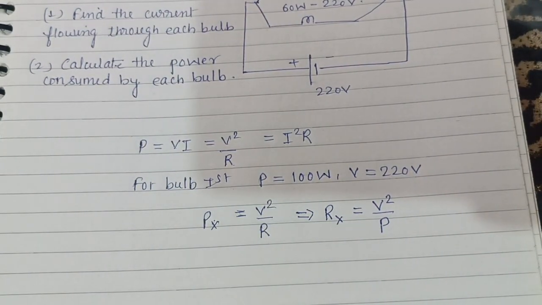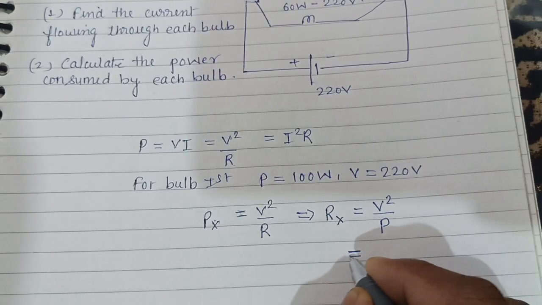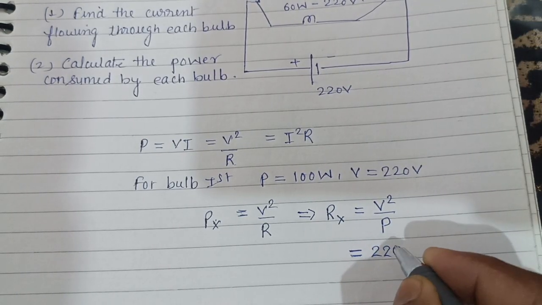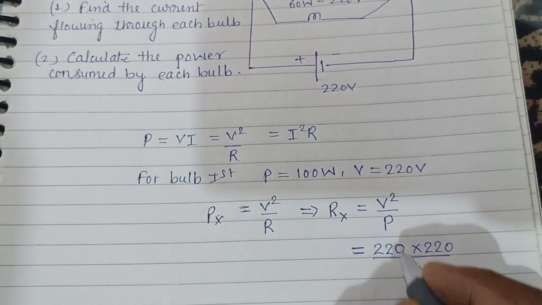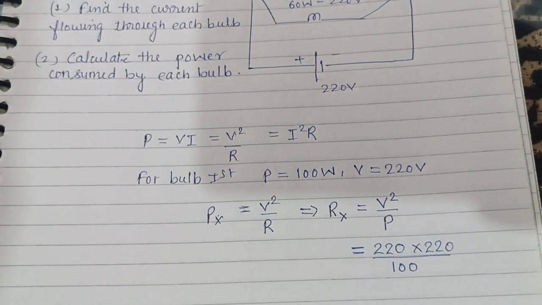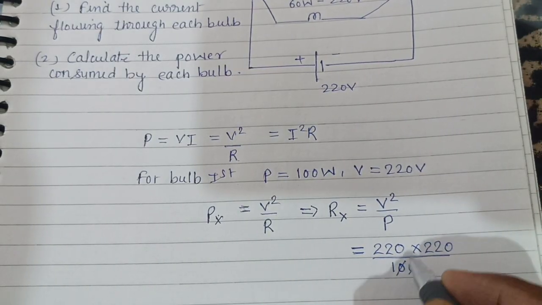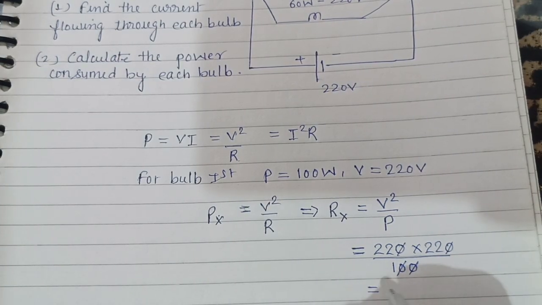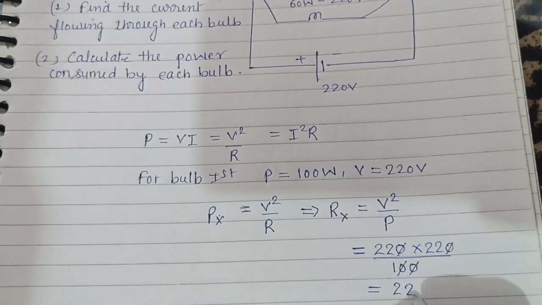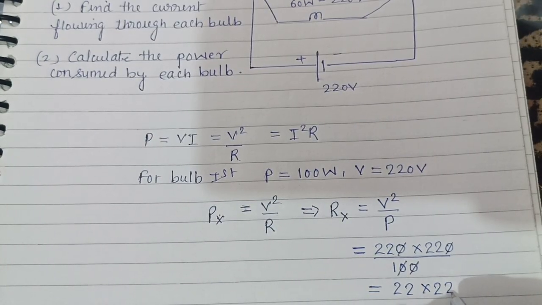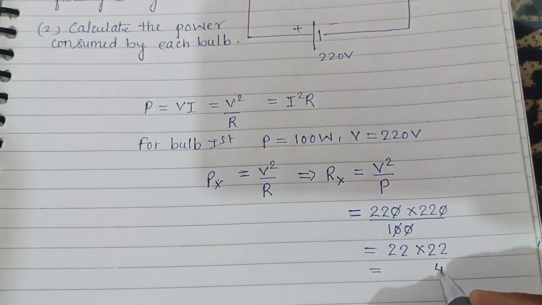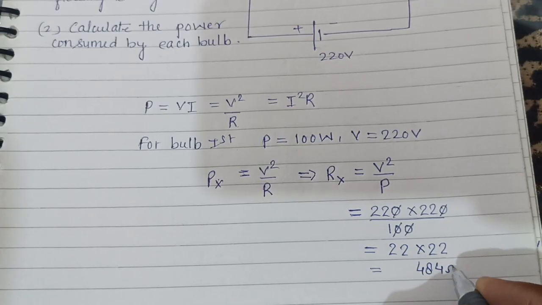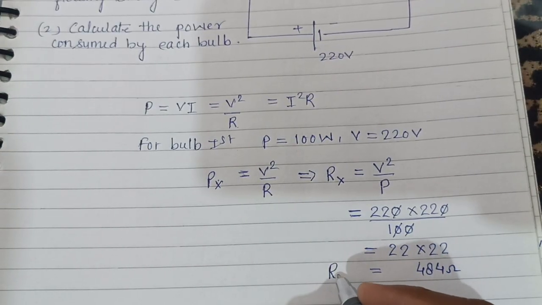So V is 220 into 220, and power is 100 watt. 22 into 22, 22 times 22 is 484. So this is the resistance of the X bulb.